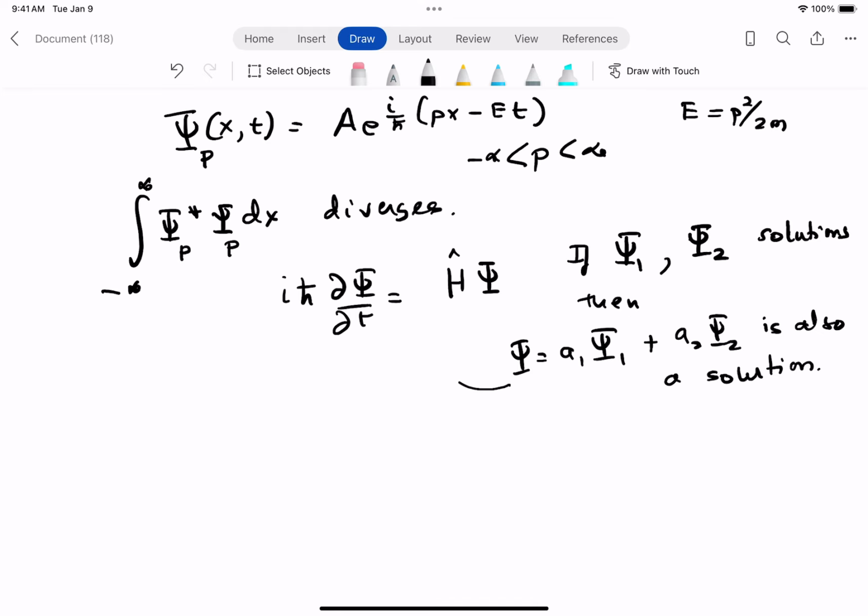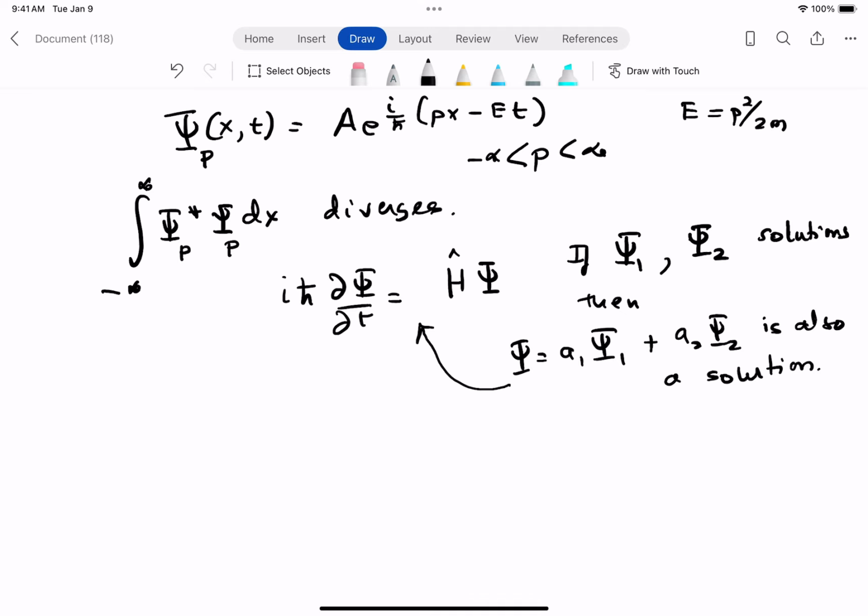You can easily plug this psi in, and you will see that as long as psi 1 and psi 2 are solutions, then this linear combination, where I've multiplied them by constants and added them, is also a solution. So since the Schrodinger equation is linear and has multiple solutions, the most general solution is obtained as a linear superposition of all the solutions. But what do you do if you have an infinite number of solutions? For a finite number of solutions, I can multiply each one by a constant and add them up.